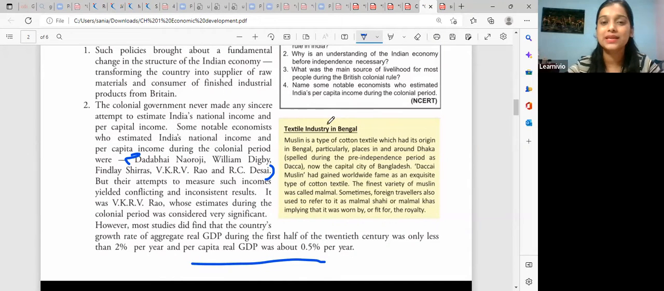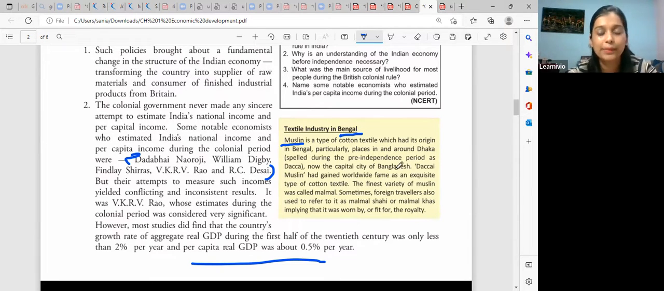Okay. So now we'll discuss one textile industry which was established in Bengal. In Bengal, there was a cotton textile industry, right? The answer is muslin. Sometimes in exams they ask you what is muslin. Muslin is a type of cotton textile which had its origin in Bengal. It is of fine quality, that's why the name is muslin, particularly places in and around Dhaka.